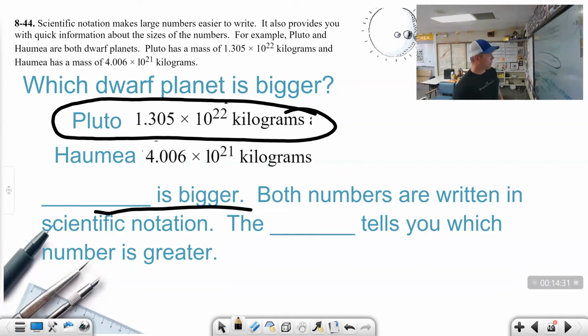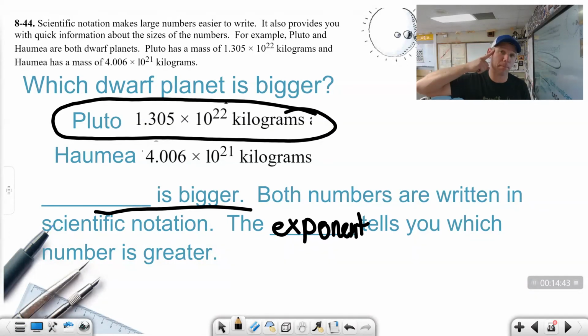Notice we got a sentence. Both numbers are written in scientific notation. The exponent tells you which number is greater because the greater power is the bigger number. Okay? Now, this is a quick run through on what scientific notation is.